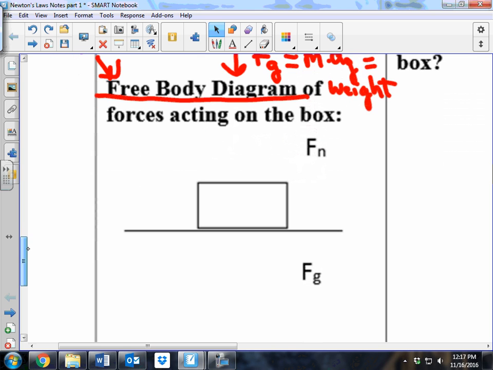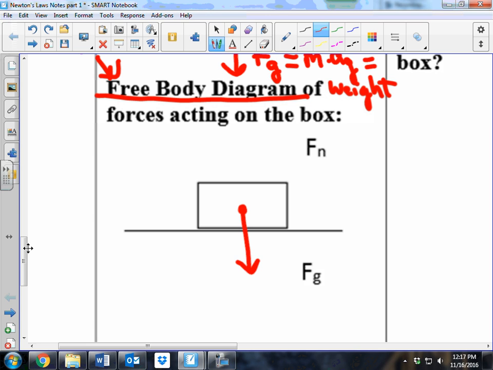So now, I was supposed to draw that right here. Whoops, I drew it on the previous one. So I have force of gravity. My bad. And then force normal. Notice that they are equal.